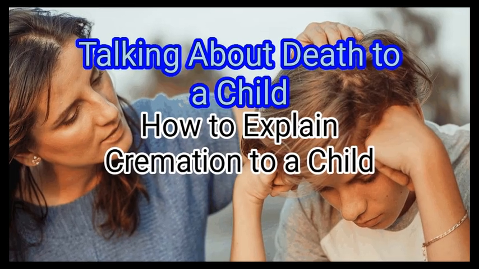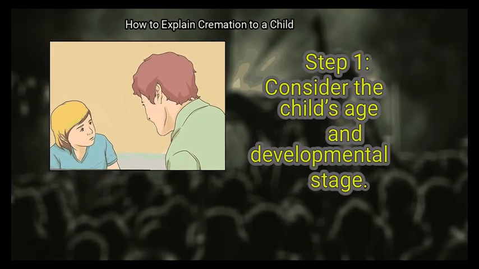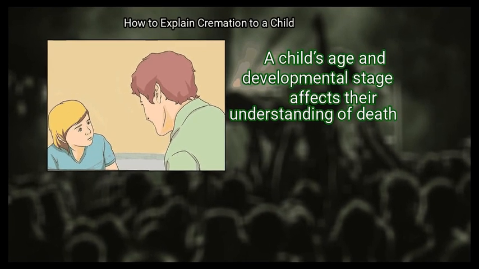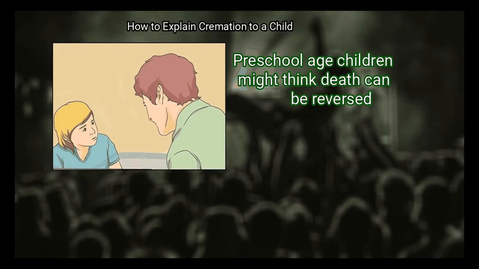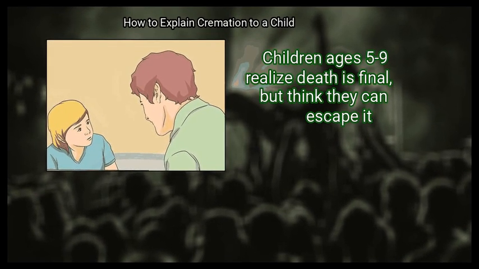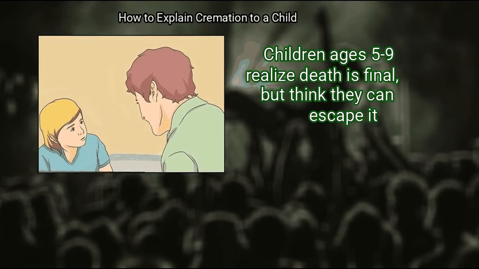Method 1. Talking about death to a child. First is consider the child's age and developmental stage. A child's age and developmental stage affects their understanding of death. Preschool-age children might think death can be reversed. Children ages 5 to 9 realize death is final, but think they can escape it.